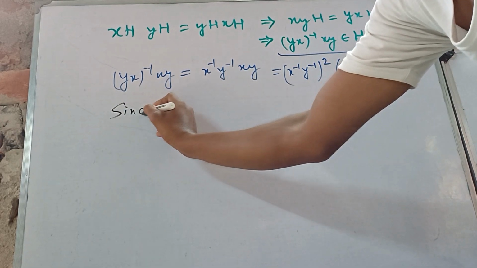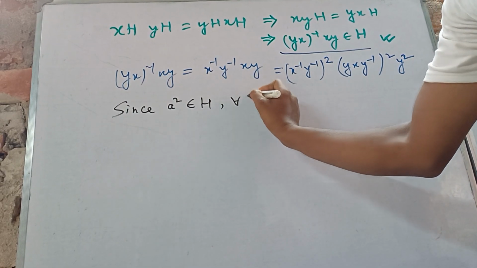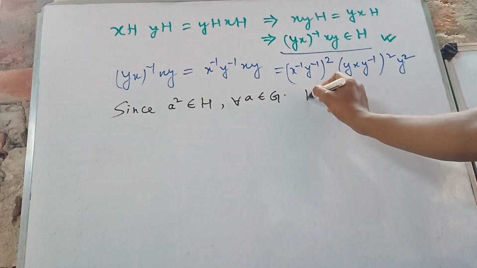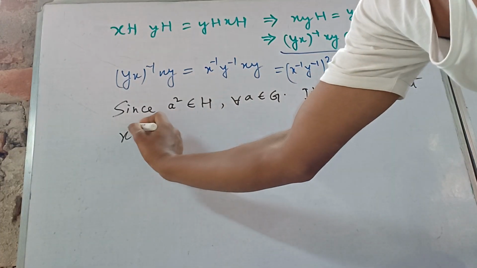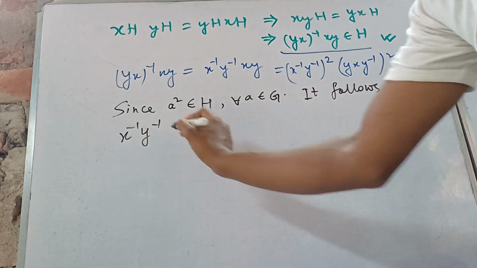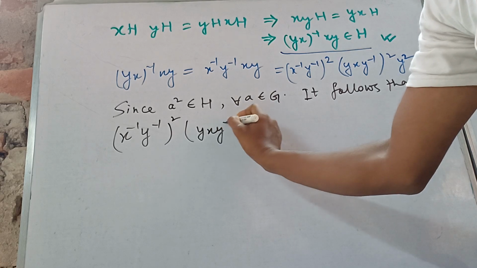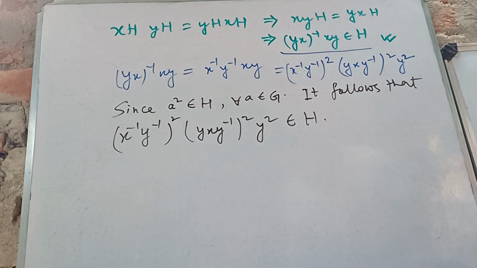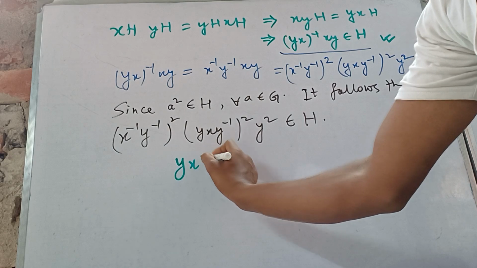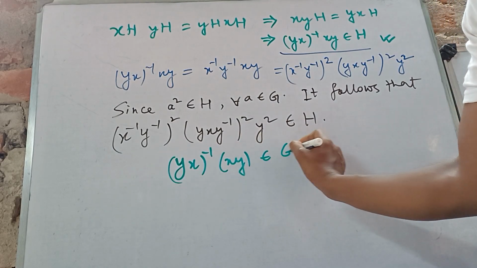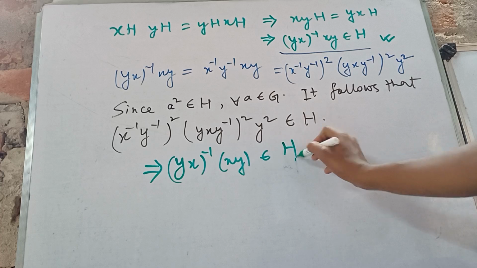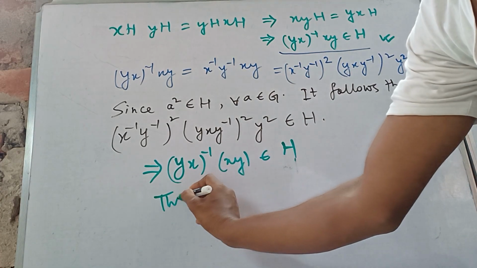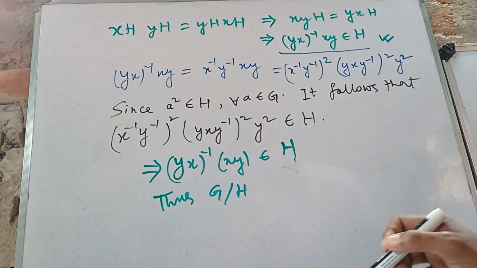Now since a square belongs to H for all a belongs to G, it follows that x inverse y inverse, square, y x y inverse square, y square belongs to H. Then this means (yx) whole inverse xy belongs to this H. This implies that, not a problem at all. Thus G quotient H is commutative.